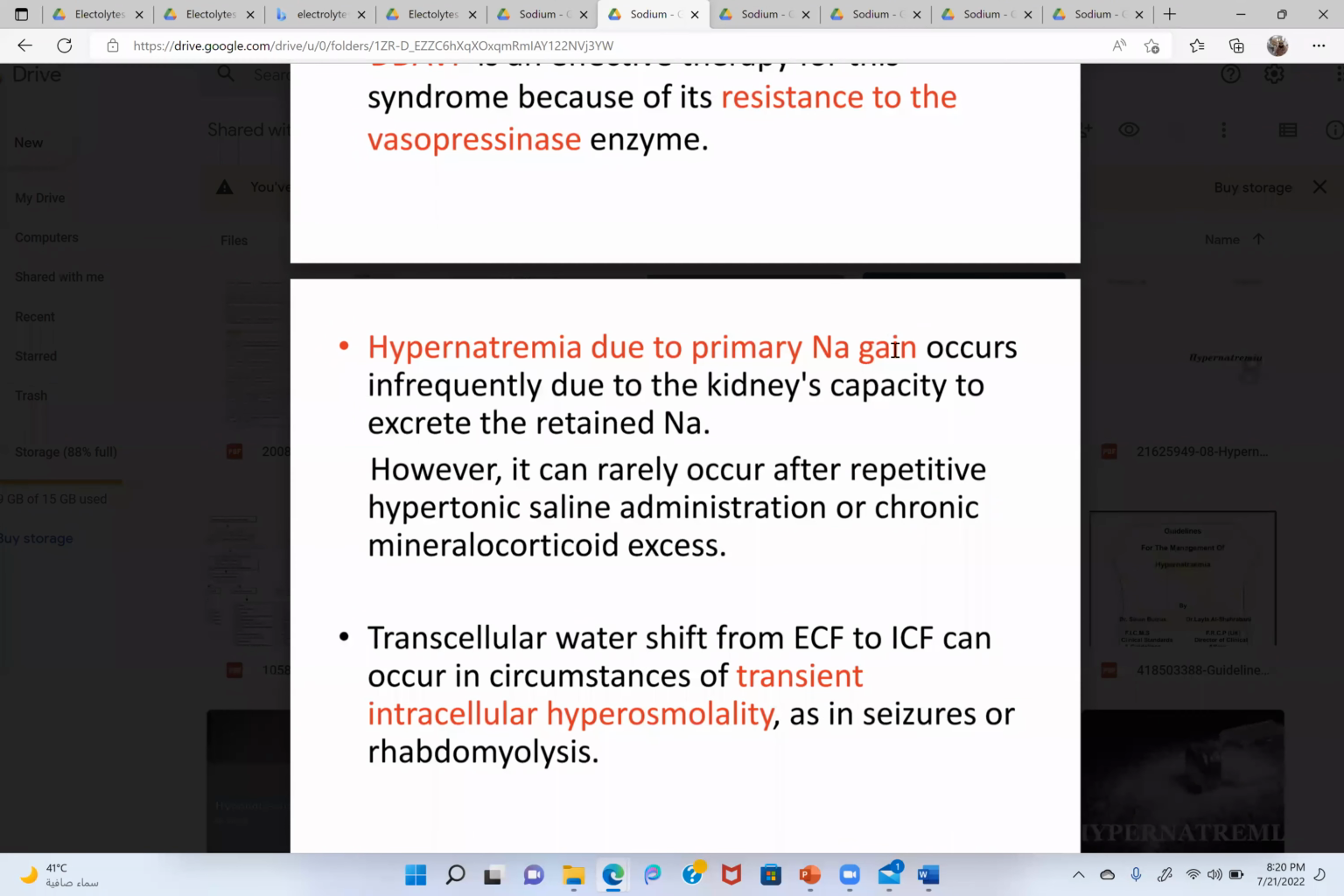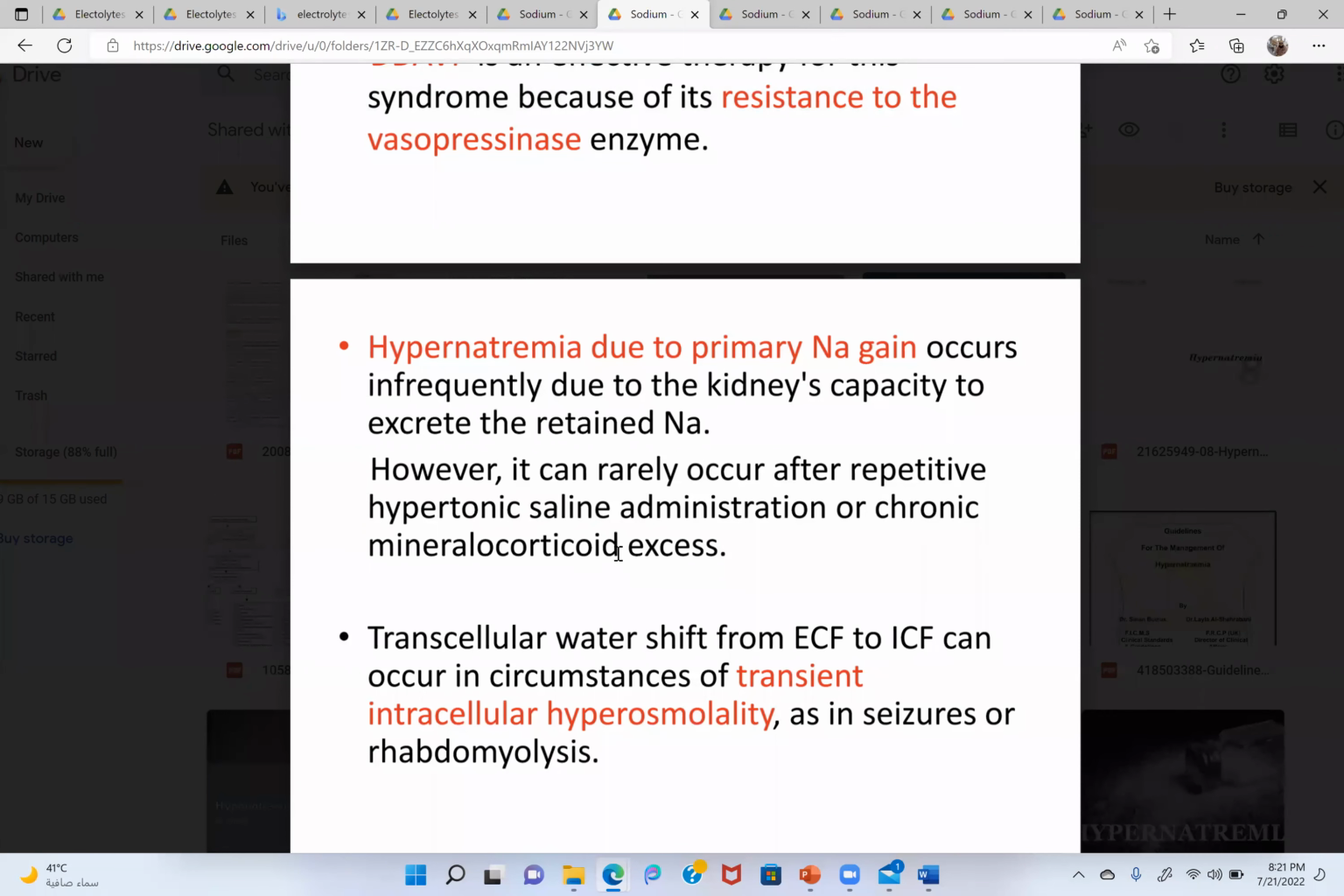Hypernatremia due to primary sodium gain occurs when we give too much correction of metabolic acidosis with bicarb. Soda bicarb will add a lot of sodium. And then it may be due to decreased capacity to excrete retained sodium. The kidneys will not be able to excrete this overload.